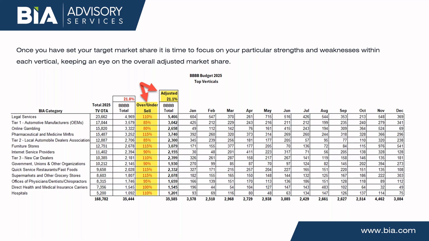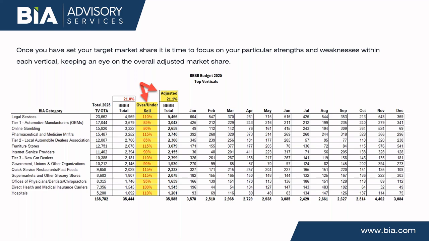And next slide. Once you have decided on an overall share goal, it's now time to look at each specific vertical. We all have our strengths and weaknesses and know that we're not going to obtain exactly a 21% share with each of the 96 verticals. In the highlighted over/under sell column, this gives you the flexibility to adjust each vertical to your sellers' strengths and weaknesses.